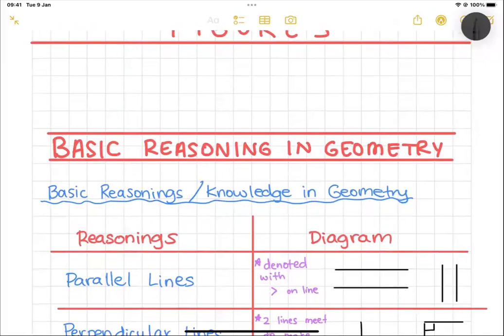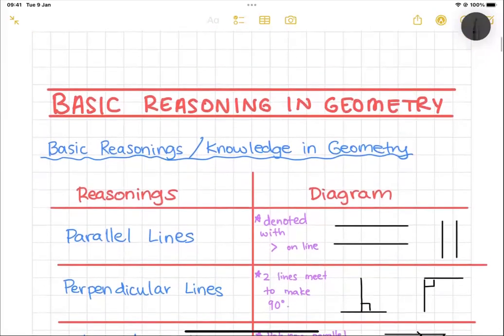So the first reasoning is parallel lines. We know that parallel lines are two lines that don't meet at a certain point, right? They just keep going straight ahead. They can be either horizontal or vertical. In geometry, parallel lines are denoted by a type of arrow, right? It points in the direction that the line is going, okay? These parallel lines will have certain conditions or certain things that come out of them, which give us more knowledge and more reasonings.